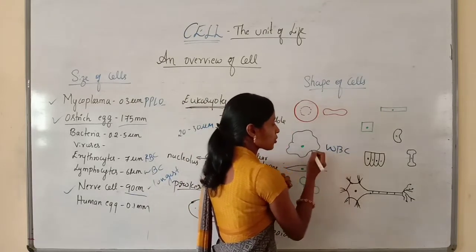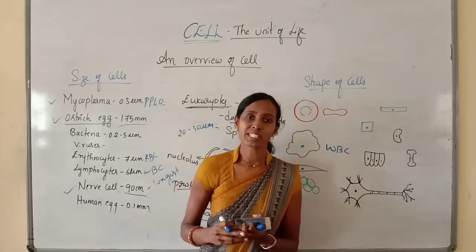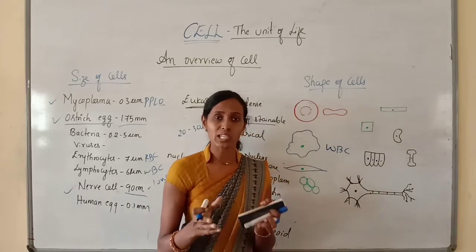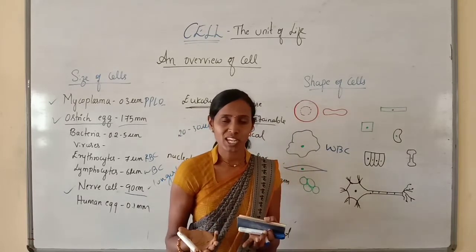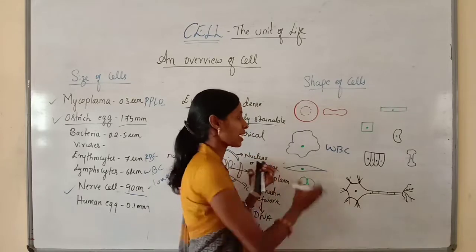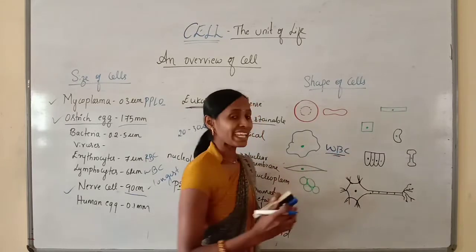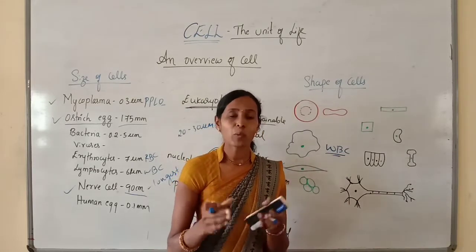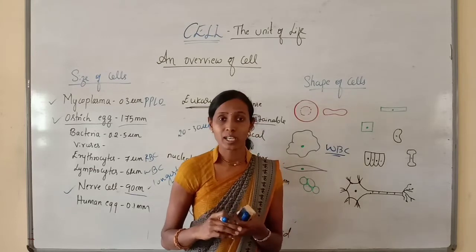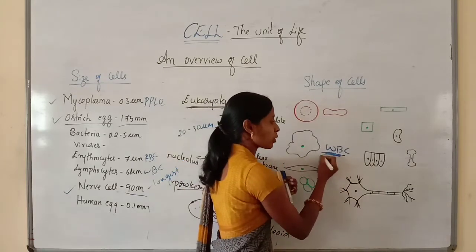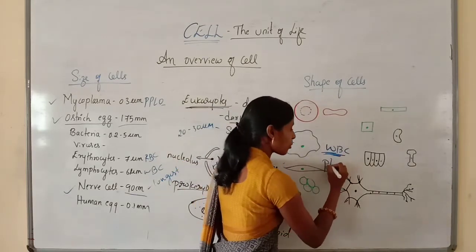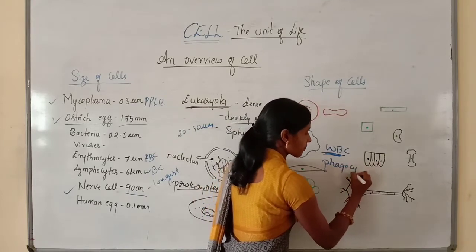So the WBCs are usually irregular in shape, or we will say amoeboid nature, because an amoeba doesn't have a specific shape, it is an irregular shape. That's why the WBCs are also irregular in shape. But why are WBCs irregular? Because the main function of WBC is phagocytosis.